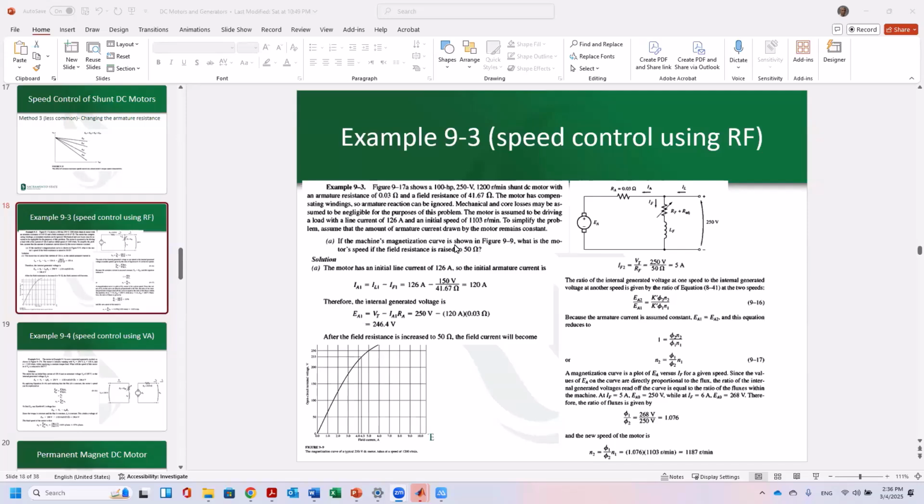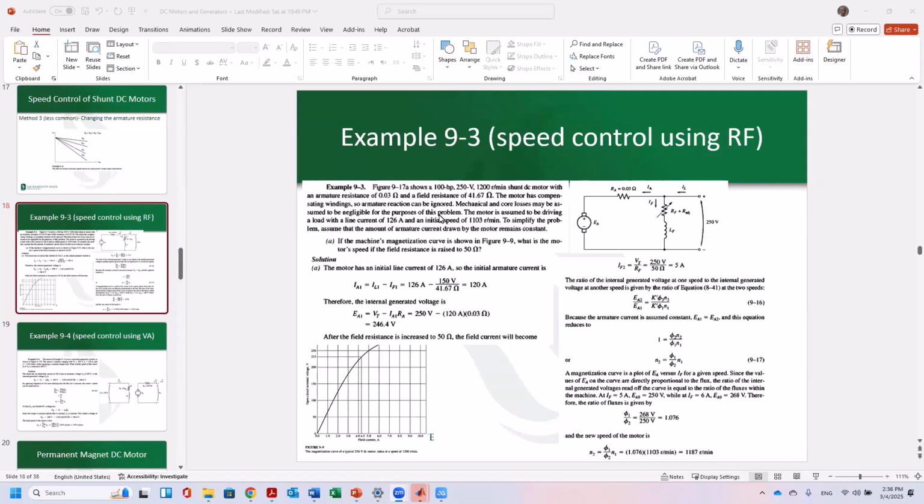So the first thing that we should guess is that because we're going to increase the field resistance, we will be expecting the speed of the motor to also increase from whatever value is here, 1103. So we will verify that through this problem.